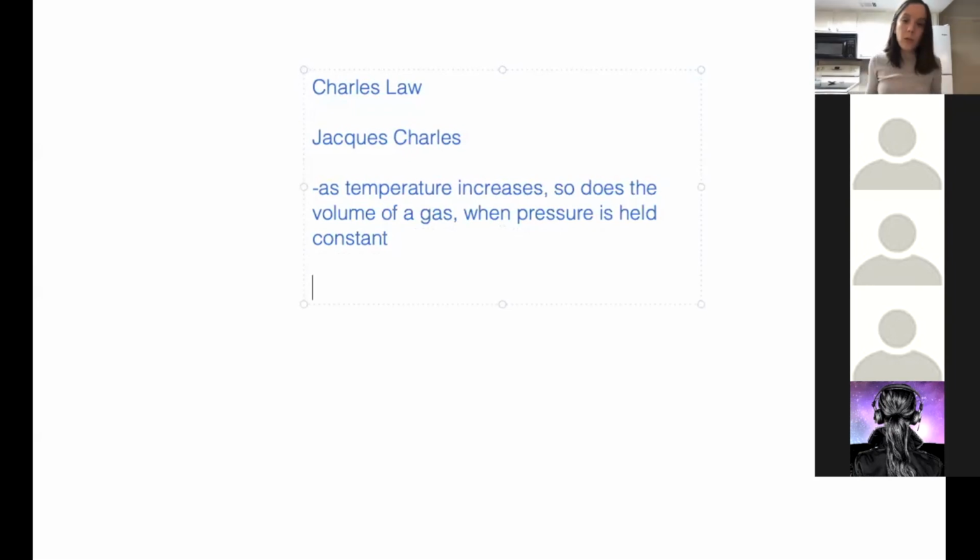So if you increase temperature and keep the same pressure, then the volume of the gas will increase. And this makes sense because at a higher temperature, the gas molecules are moving faster. And as they move faster, they hit the sides of the wall of the container more often, and that will increase their volume. Yes, Robert?